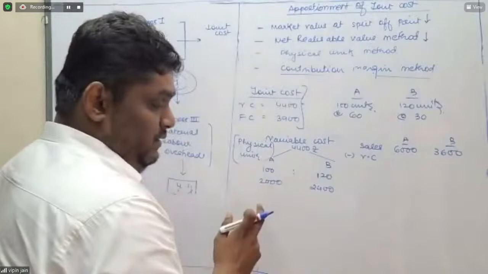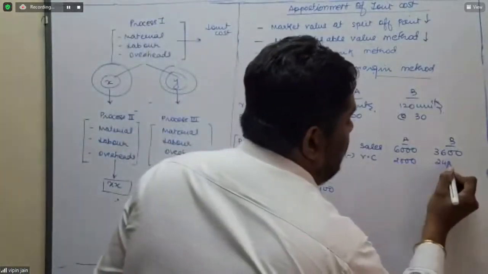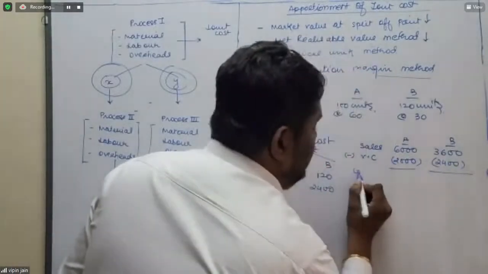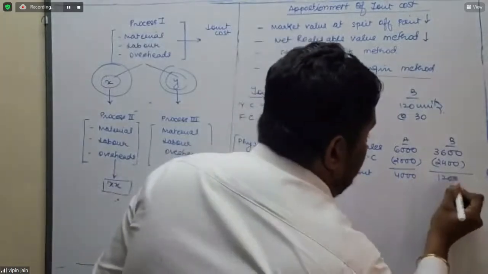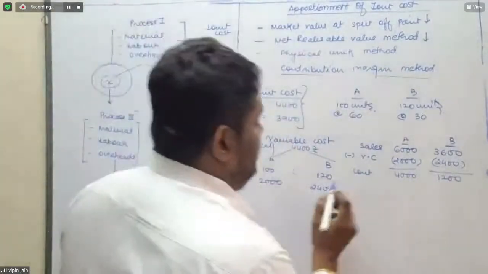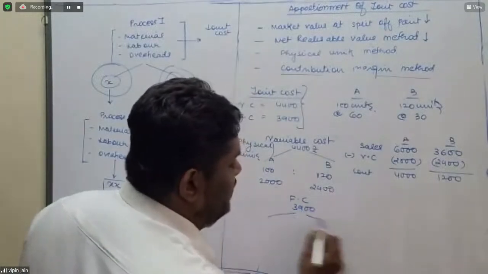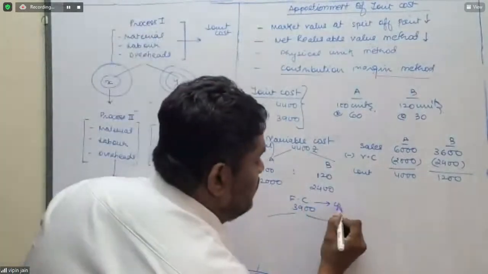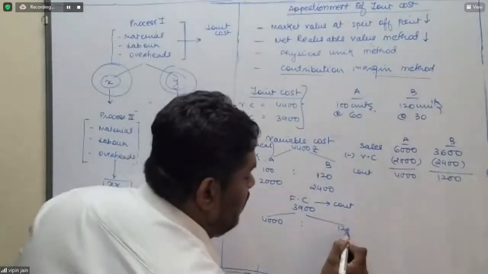So that is 2,000 and 2,400. So we'll get the contribution, that is 4,000 and 1,200. Now we have the fixed cost of 3,900. So the fixed cost of 3,900 will be apportioned in the ratio of contribution, that is 4,000 is to 1,200.